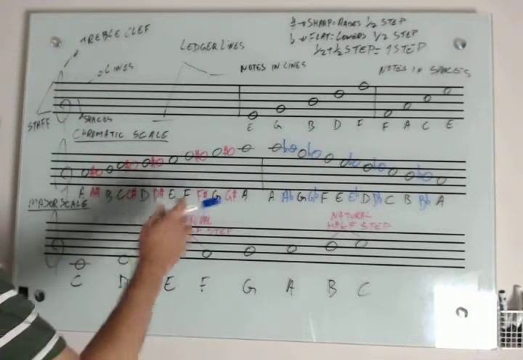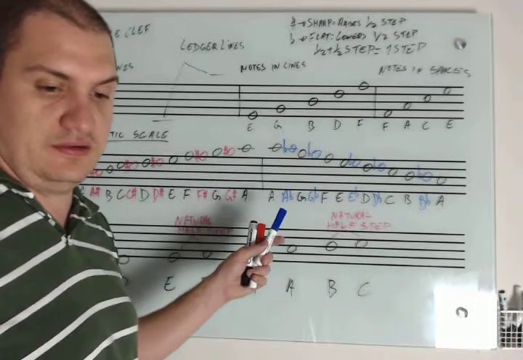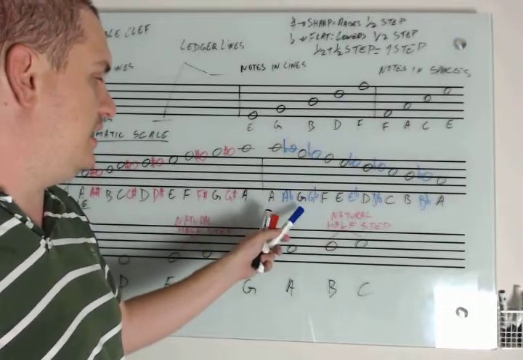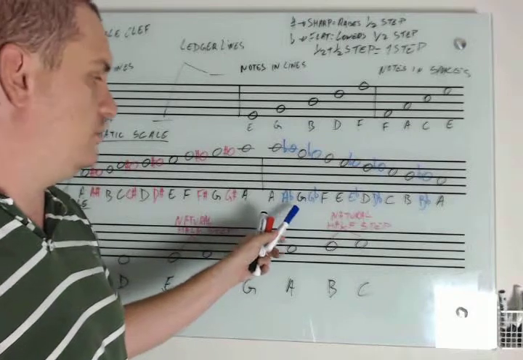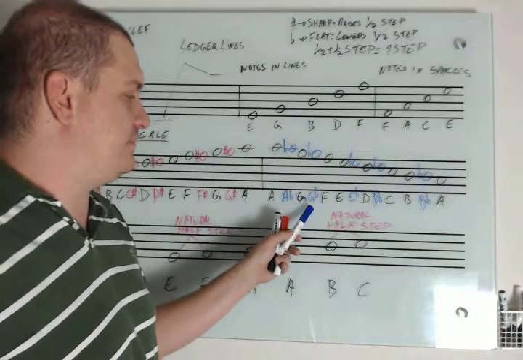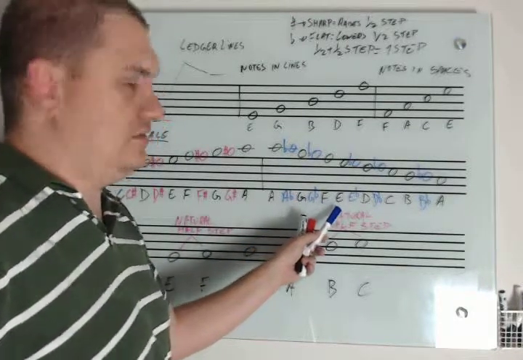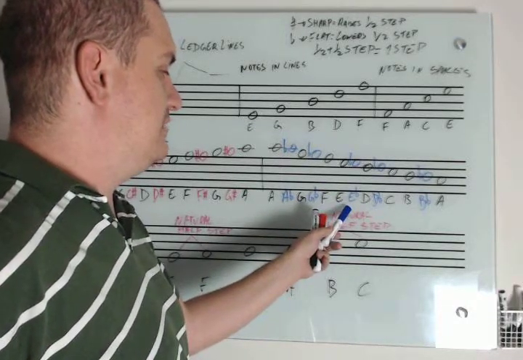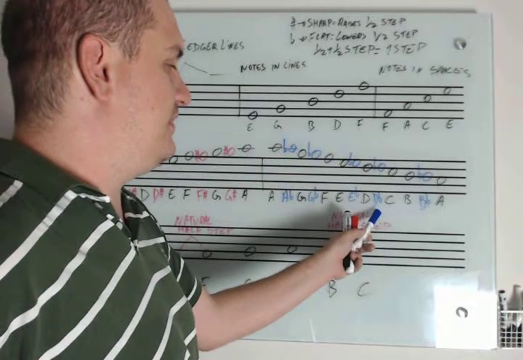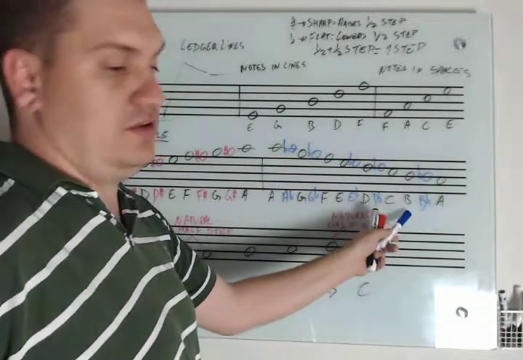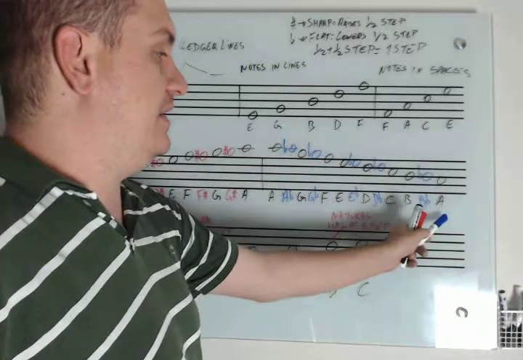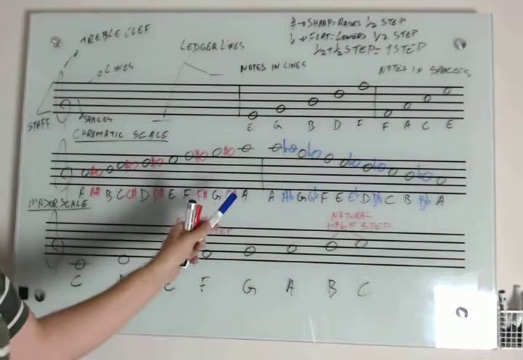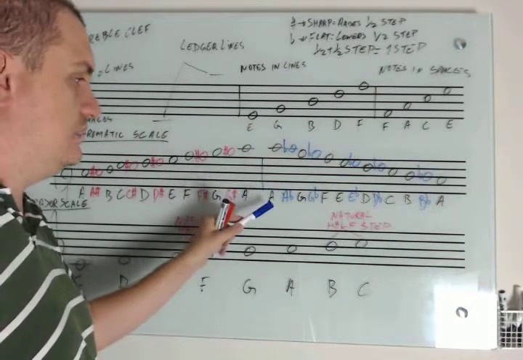If I'm going up, I use sharps; if I'm going down, I'm gonna use the flat. Okay. Between A and G, I'm gonna have an A flat. Between G and F, I'm gonna have the G flat. Between F and E, I don't need any notes. Between E and D, I'm gonna have the E flat. Between D and C, I'm gonna have the D flat. Between C and B, I don't need any notes. Between B and A, I'm gonna have the B flat. Okay, so I use sharps to go up and flats to go down.